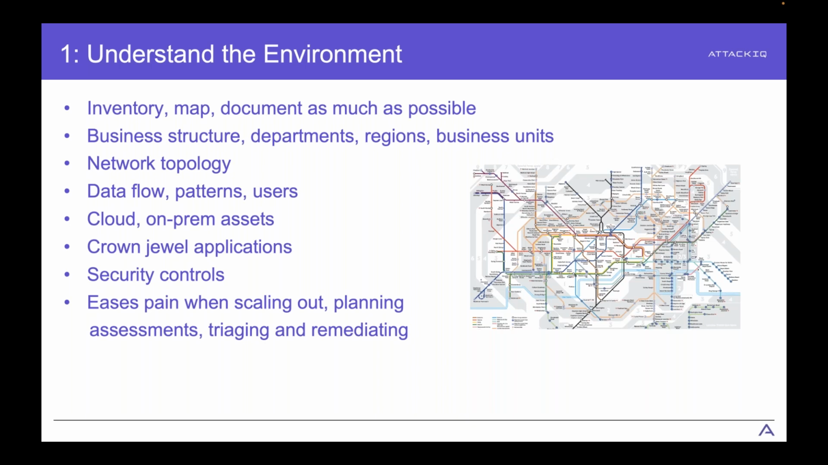Starting from the business structure, things like the logical structure: departments, regions, business units, and so on. Then obviously the network topology. That can be things such as your zones, your boundaries, your network security controls, your VLANs, subnets, and so on.